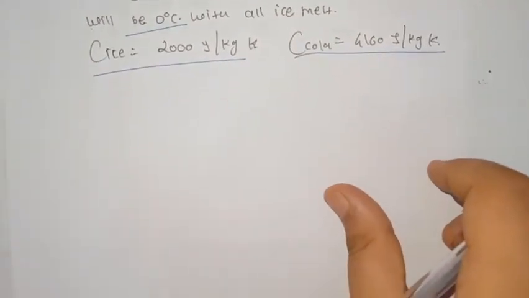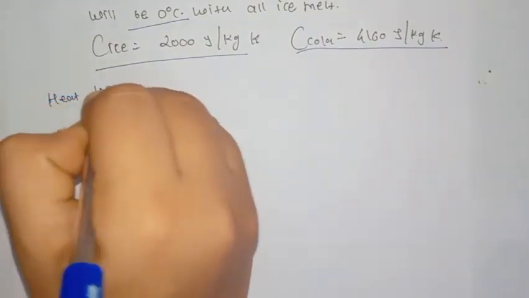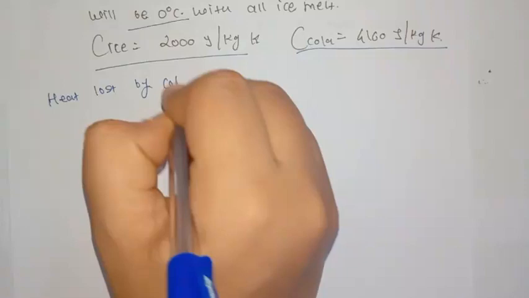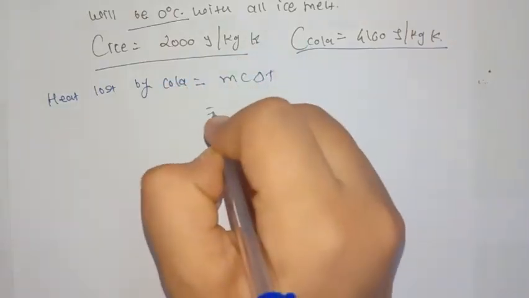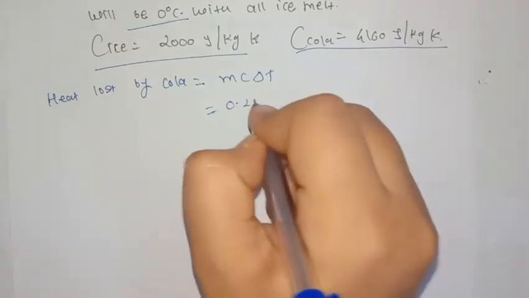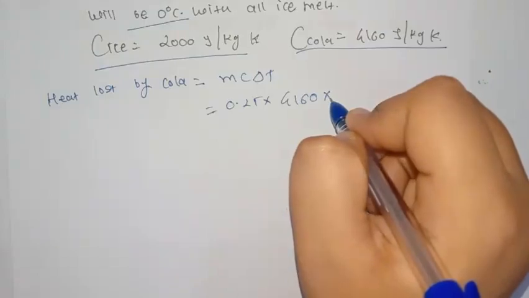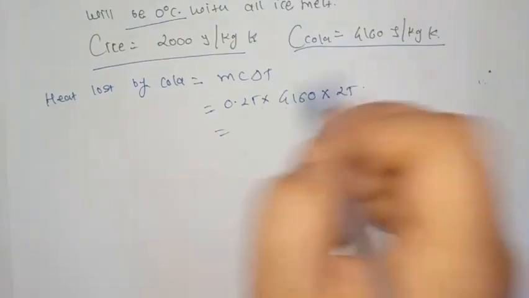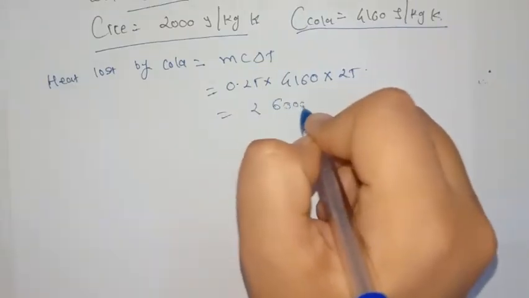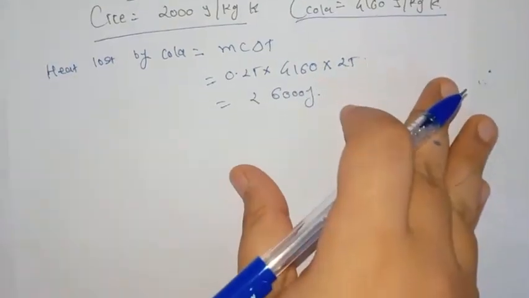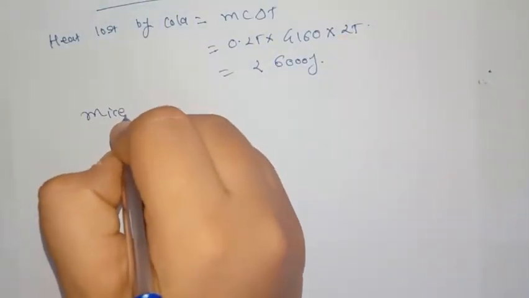Here cola is the hot body, so heat lost by cola will be equal to mc delta T, that is 0.25 into C, which is 4160, into delta T, which will be 25. So we will get the answer 26,000 joule.